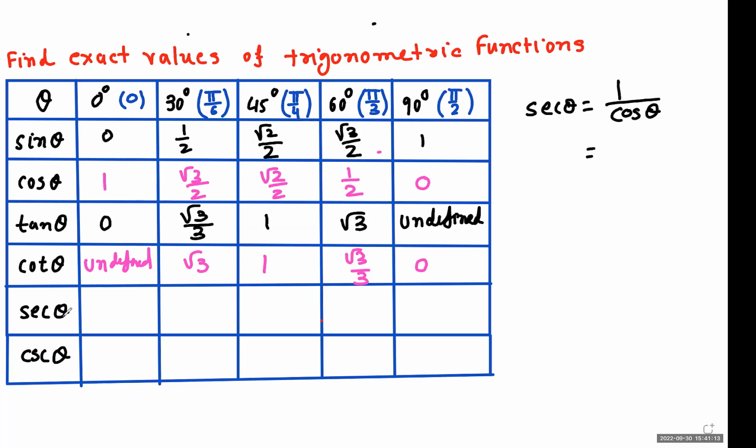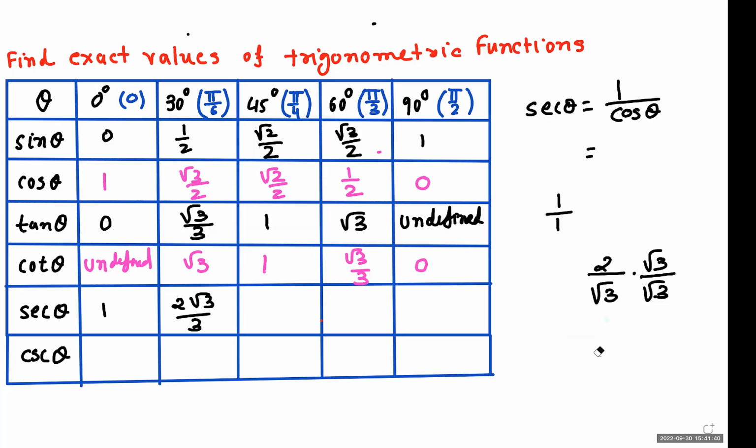So now secant 0 is 1 over 1. So it's basically 1. Secant 30 degrees is reciprocal of radical 3 over 2, which is basically 2 over square root of 3. We're going to rationalize it by multiplying the top and the bottom by radical 3. So our value will be 2 radical 3 over 3.